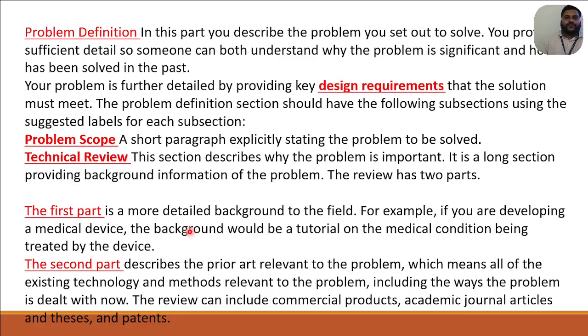The technical review covers why the problem is so important, why it has to be understood, and why it has to be tackled in the first place. The first part is a more detailed background of the field. If you're developing a medical device, the background would be a tutorial on the medical condition being treated by the device. The second is the prior art relevant to the problem, which means all of the existing technology and methods relevant to the problem, including the way the problem is dealt with now.